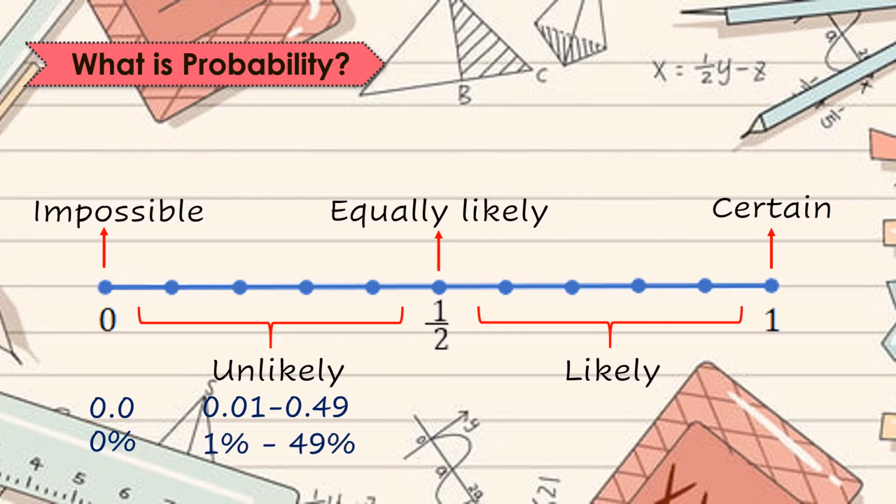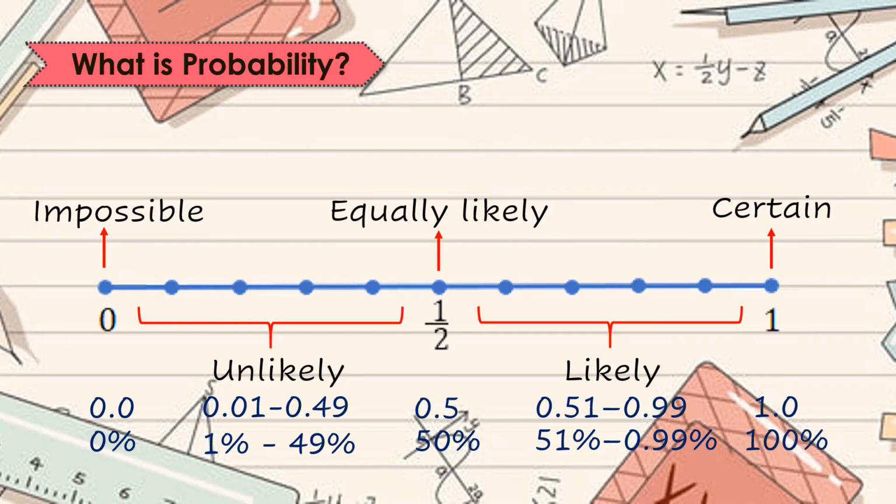In percentage, it is 1% to 49%. For 1/2, it is 0.5 or 50%. For likely, it is from 0.51 to 0.99 or 51% to 99%. And for certain, the value of the probability is 1 or 100%.